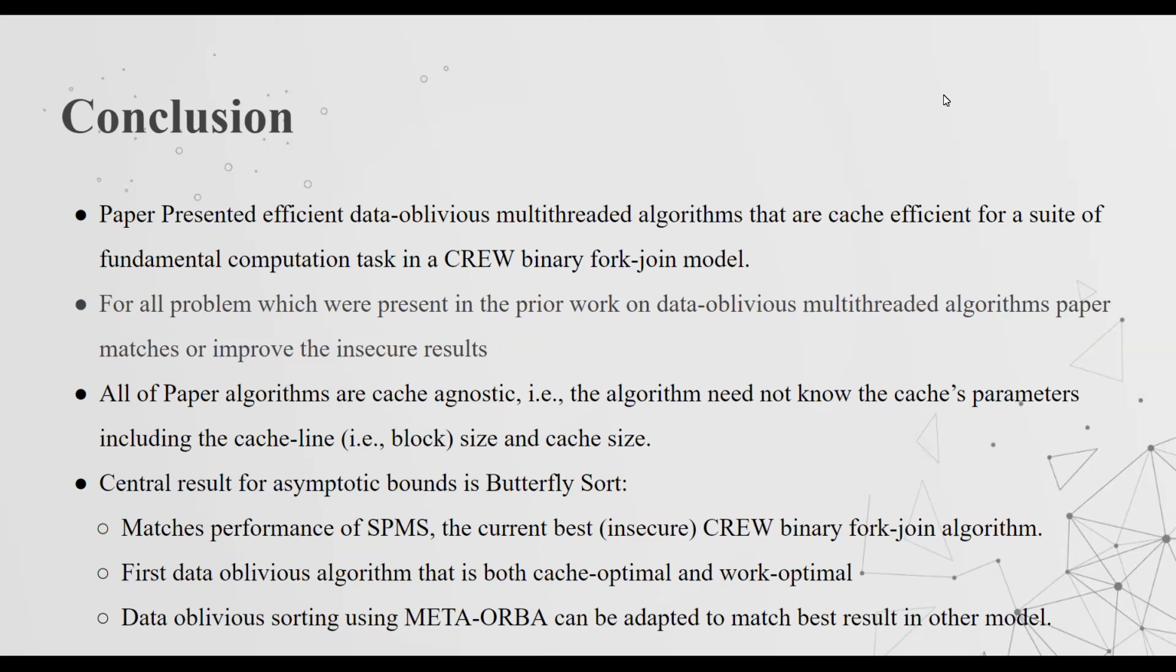It also presents a central result for asymptotic bounds in the butterfly sort, which even improves on data-oblivious algorithms in sequential cases if you want cache efficiency. Then it also tries to match the performance of SPMS, the current best binary fork-join algorithm. This paper also presents the first data-oblivious algorithm that is both cache optimal and work optimal. Then it also presents data-oblivious sorting using butterfly, which can be adapted to match the best results in other models like BSP and parallel external memory.